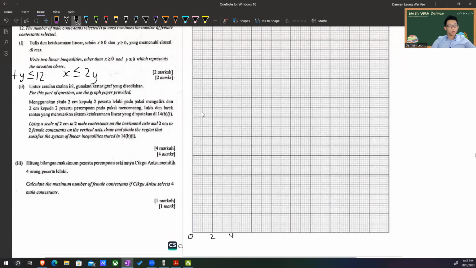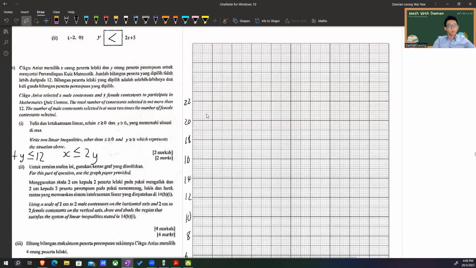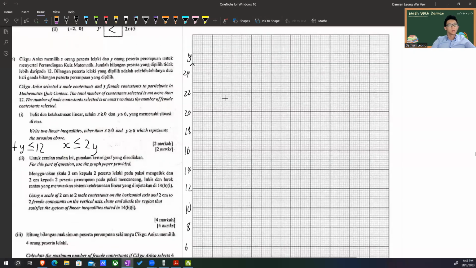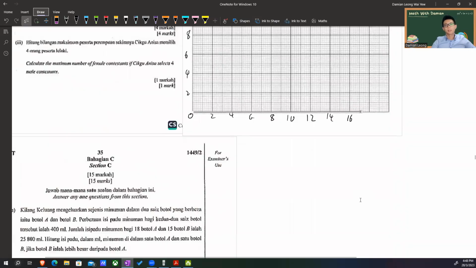So 0, 2, 4, 6, 8, 10, 12, 14, 16. 0, 2, 4, 6, 8, 10, 12, 14, 16, 18, 20, 22, 24. That's the Y. And bottom is the X.